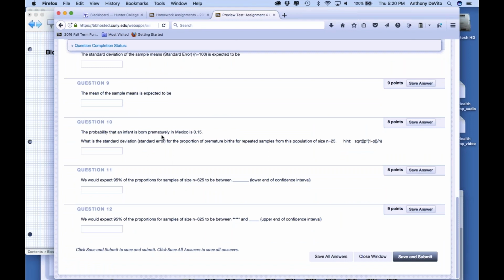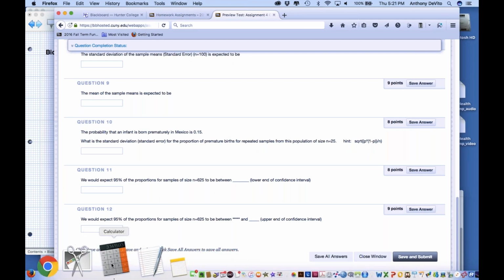The probability an infant is born prematurely in Mexico is 0.15. I don't know how true that statistic is, but that says that 15% of children in Mexico are born prematurely. What is the standard error for the proportion of premature births for repeated samples of this population of size 25? So the standard error is going to be equal to the square root of p times 1 minus p over n. Okay, so let's get our calculator out.